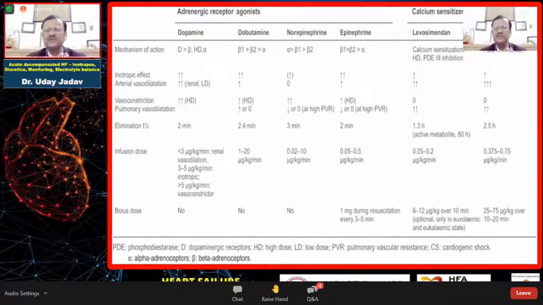There is very good data with levosimendan. One of the reasons also is that the elimination half-life is much shorter, 1.3 hours, which makes it easy to use. And let's say for a 60 kg person, after a bolus dose, if at all you have to use it, you can use anywhere between 4 to 12 micrograms per minute as an infusion.